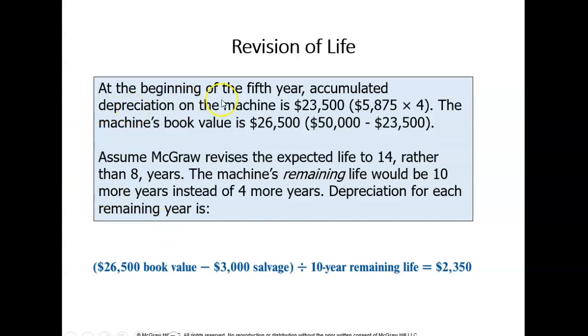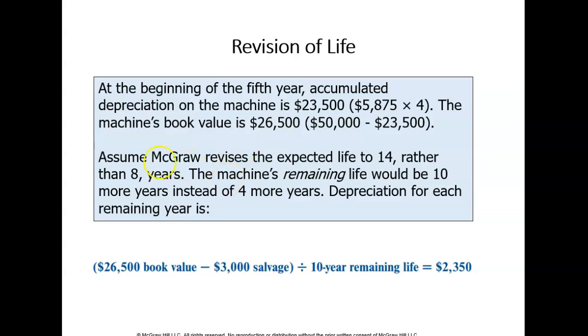At the beginning of year 5, the amount that we've accumulated will be 23,500. That's 5,875 per year times 4 years. And the book value will be 26,500. So remember that book value is original cost less the accumulated depreciation. So the book value at the beginning of year 5 is 26,500.